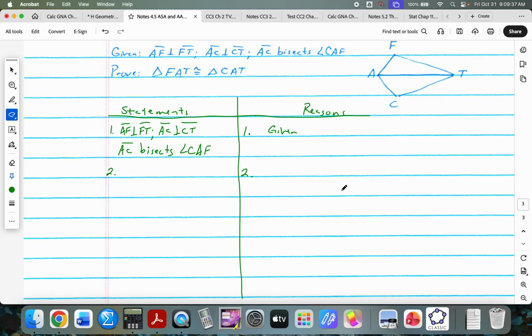In this case, we weren't given anything is congruent to anything else. That automatically ensures that this is going to be a little longer than the other proof.